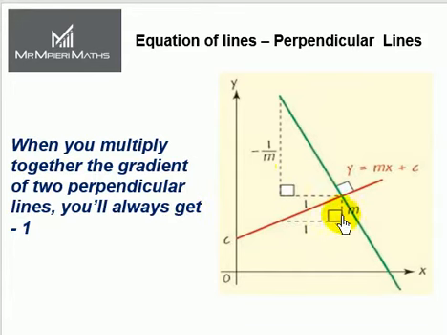If you multiply the two gradients together, you're always going to have minus one. So when you multiply together the gradients of two perpendicular lines, you will always get minus one. In other words, if the gradient of this line is 6, the gradient of the other line will be minus 1 over 6. If the gradient of this is 7, the gradient of the other line will be minus 1 over 7. If the gradient of this is 2, the gradient of the other one is minus 1 over 2. As simple as that. But such conditions are very important to note.